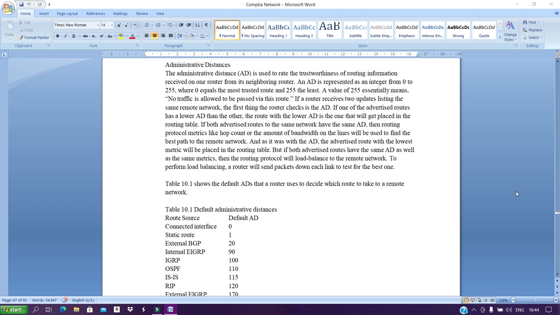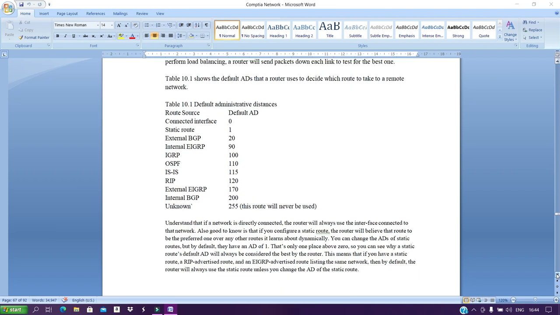routing table. But if both advertised routes have the same AD as well as the same metrics, then the routing protocol will load balance to the remote network. To perform load balancing, a router will send packets down each link to test for the best one. Table 10.1 shows the default ADs that a router uses to decide which route to take to a remote network.